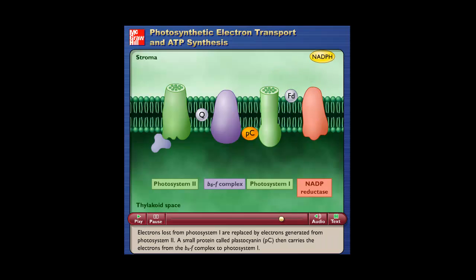Electrons lost from photosystem 1 are replaced by electrons generated from photosystem 2. A small protein called plastocyanin, PC, then carries the electrons from the B6F complex to photosystem 1.